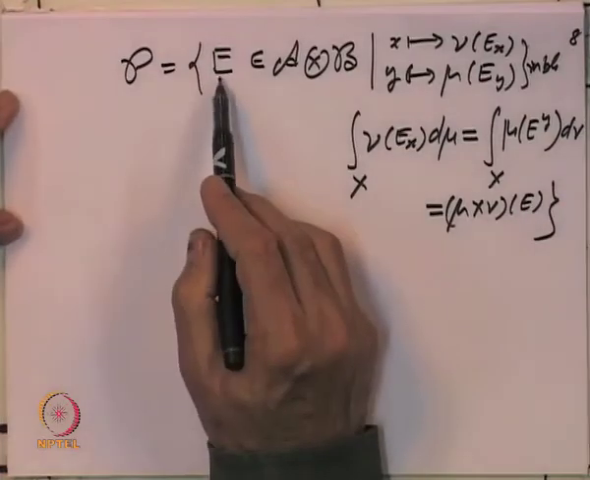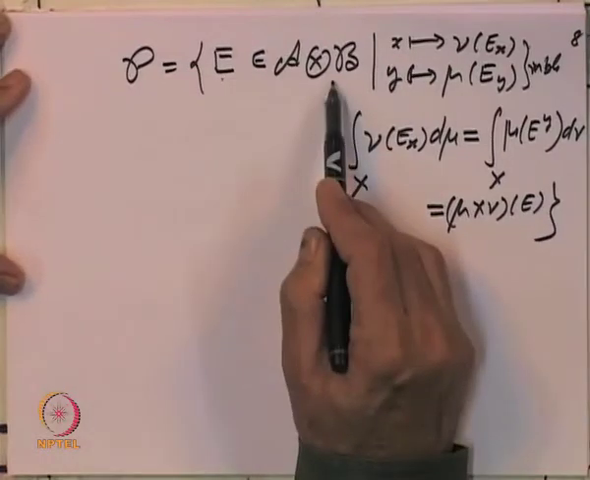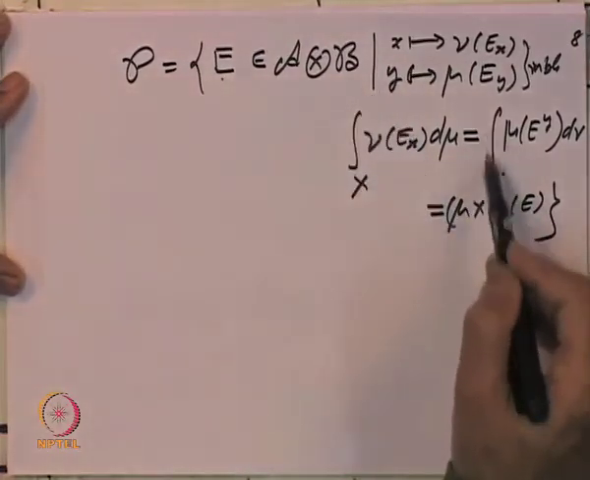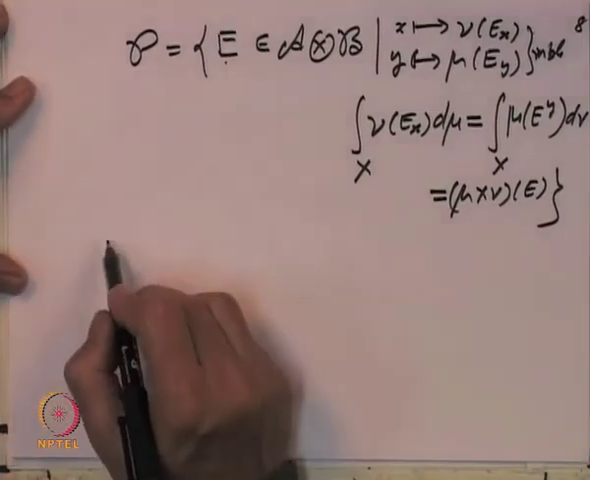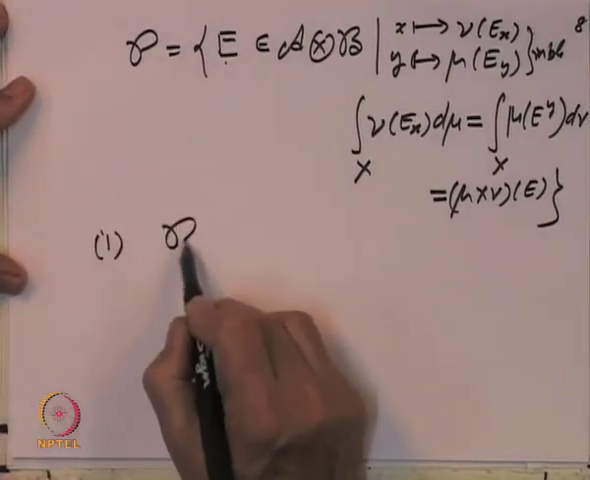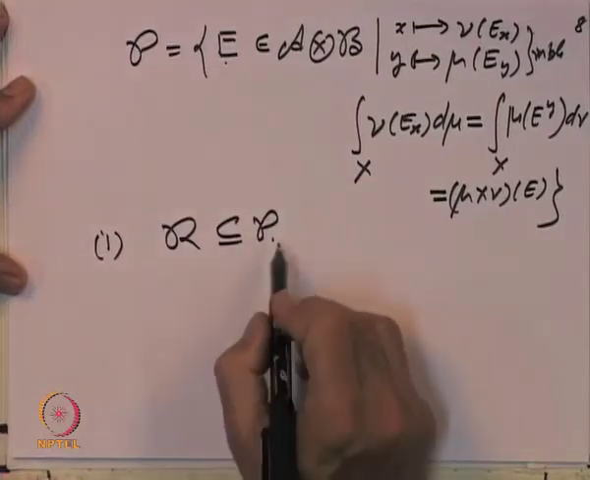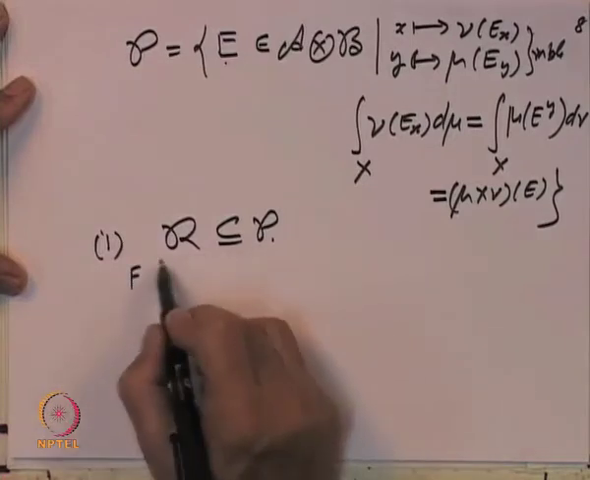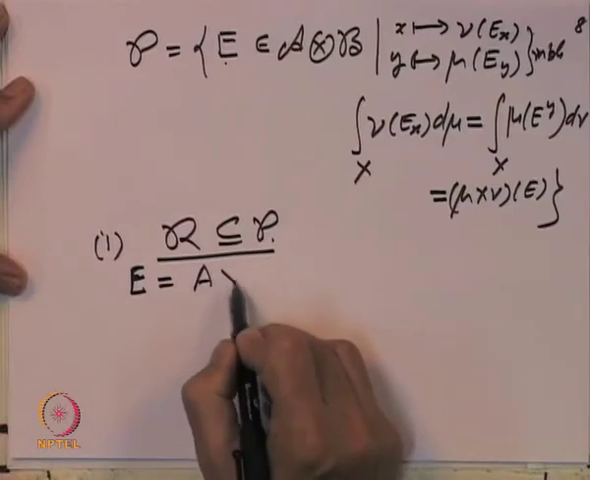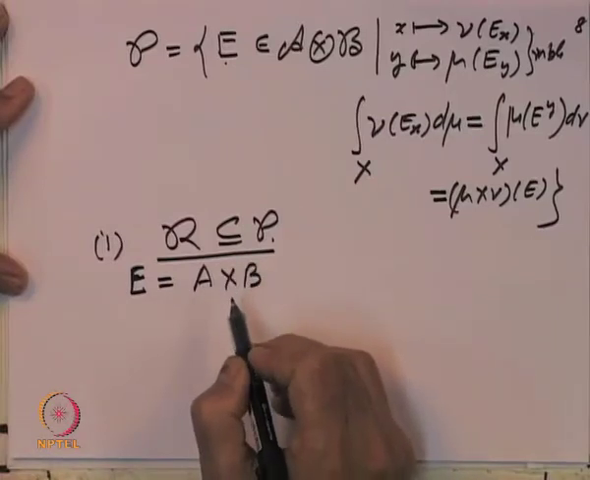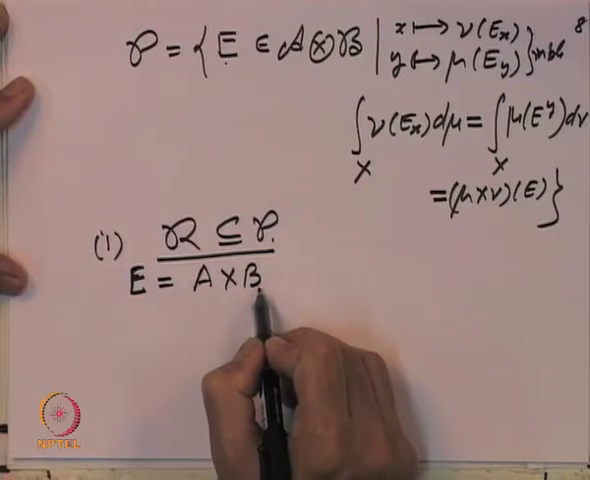So, what we are saying is we are looking at the sets E in the product sigma algebra for which the required properties hold. So, the first thing we want to show is that rectangles are inside P. To prove this, let us take a rectangle E, so E is equal to A cross B, where A belongs to the sigma algebra A and B belongs to the sigma algebra B.